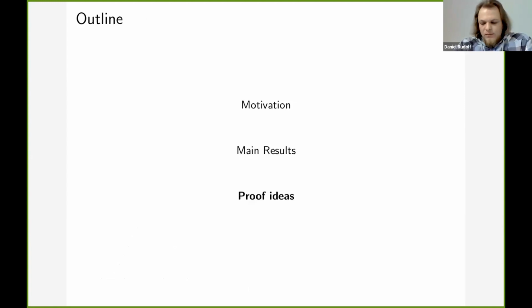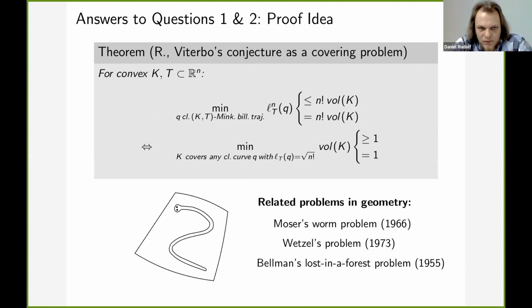Okay, now for the last 5 minutes, let me say something concerning the proof ideas. First of all, concerning the proof of the answer to the first 2 questions. I already said that Viterbo's conjecture can be written as a systolic Minkowski billiard inequality, where one tries to bound the length of minimizing billiard trajectories by the volume of the billiard table. Now it is possible to rewrite this problem as a covering problem: one tries to find the volume minimizing convex covers of any closed curve with a fixed length. The fixed length depends on the geometry of T, and if one chooses the square root of n factorial, then one gets the conjecture that this is greater or equal than 1. This covering problem is equivalent to Viterbo's conjecture for these Lagrangian products.